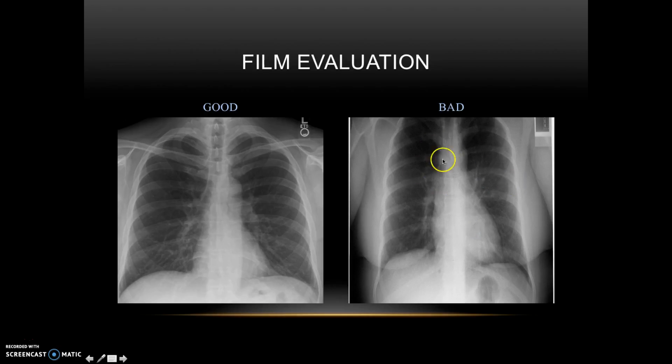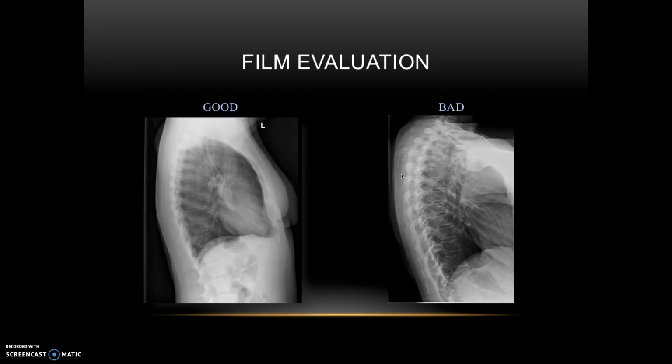Over here, this is a bad example of a chest x-ray. This image has clipped, shows some apices have been clipped. There's no marker here. The scapula is in the way of the lungs. It's not an image you would want to submit to a radiologist.